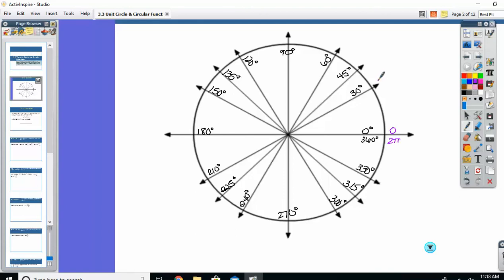Then 30 is pi over 6. 45 is pi over 4. 60 is pi over 3. And 90 is pi over 2. My denominator gets smaller as I go up. Okay, we jump down to the 180. 180 is the same as pi.